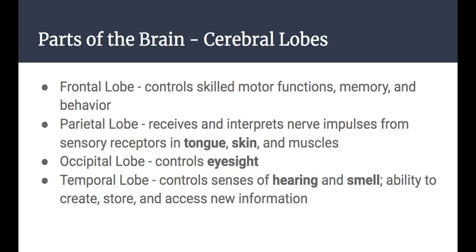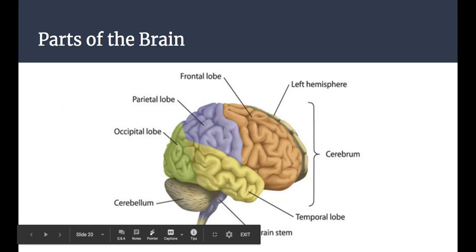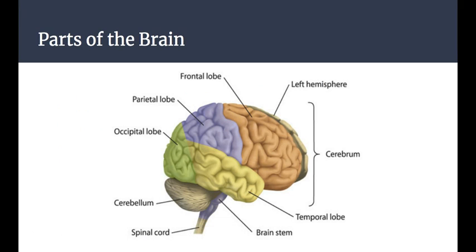These are your sensory receptors. Your occipital lobe, that's the eye, controls your eyesight. And then we have the temporal lobe, which is located close to your ear, and that controls sense of hearing and smell. And then again, here's just another picture of it to show you where those are located.